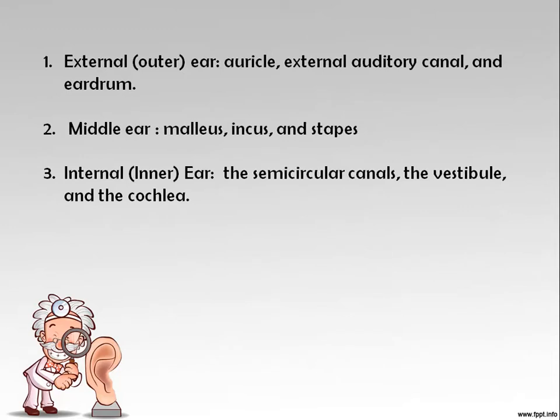Now the external or the outer ear consists of the auricle, which is also called the pinna, the external auditory canal and the eardrum, which is also called the tympanic membrane. Next one is the middle ear. This middle ear consists of the malleus, incus and the stapes. Next one is the internal ear or the inner ear, which consists of the semicircular canals, vestibule and the cochlea.